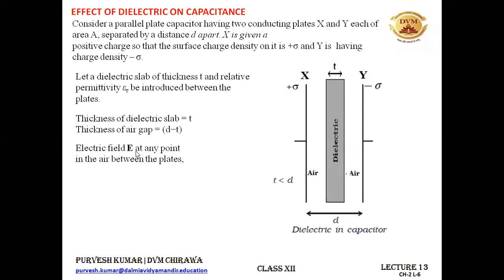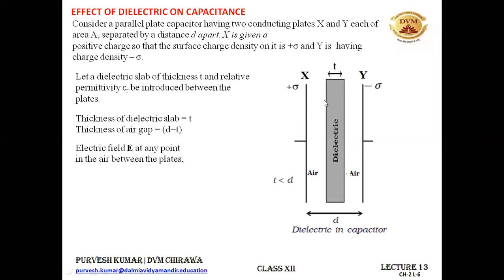Now, the electric field capital E at every point in the air between the plates. Let us try to find the electric field existing in this air gap, because there will be a different electric field in the dielectric. We know that inside a dielectric an electric field can exist. That's what we learned in the polarization of the dielectric: whenever a dielectric is placed in some external electric field, then there exists some electric field inside the dielectric.